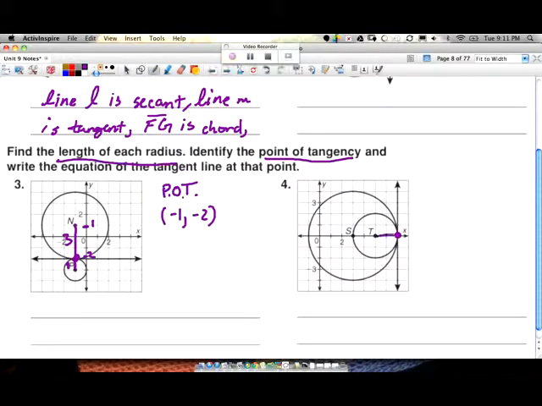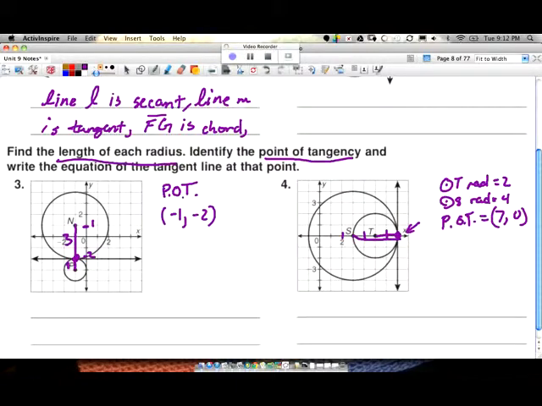Okay, same thing for the next one. We got a radius of 2 and then a radius of 4. So circle T has a radius of 2. Circle S has a radius of 4. And the point of tangency, the POT, is right here. Well, what point is that? We got 2, 4, 6, 7, 0. 7, 0 would be the coordinates. All right, so that's that.